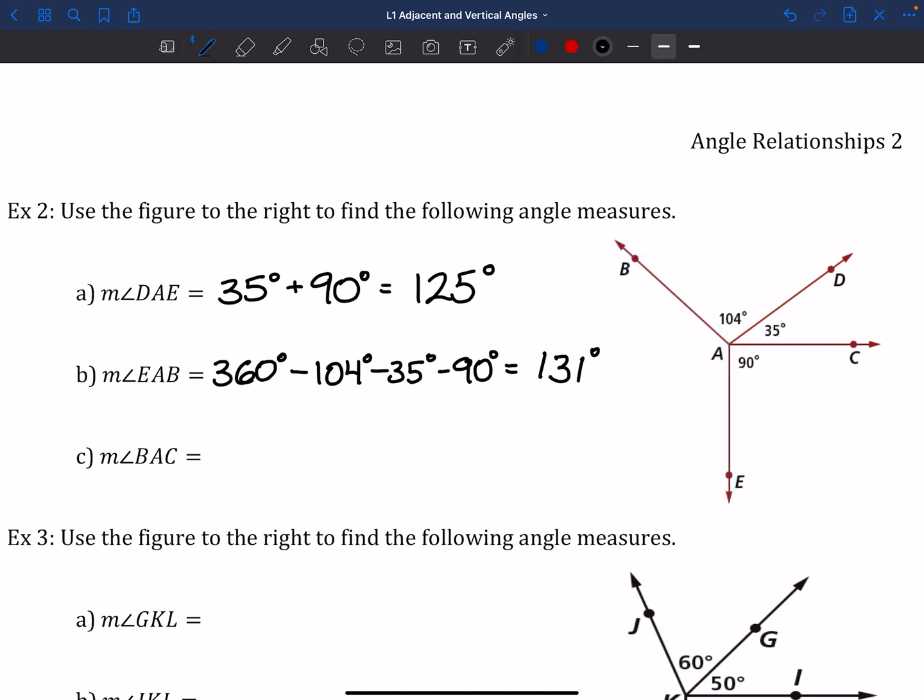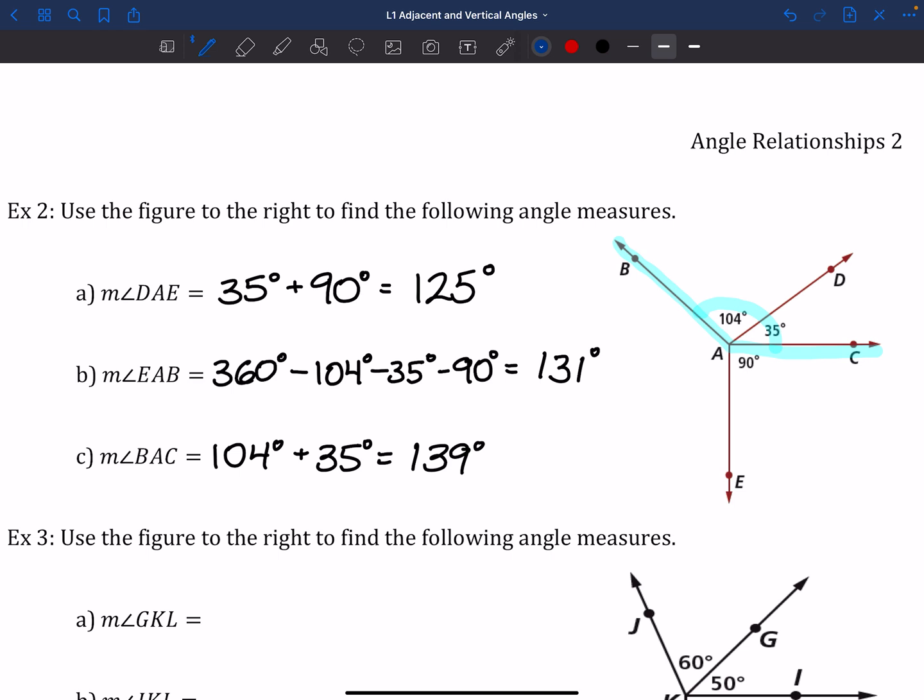Last but not least, we're looking at angle BAC, that one right there. Again, we're looking for this interior piece, and for this one it's a little bit easier. I know what those two pieces are. We've got a 104 and we've got a 35. If I just add them together, that's going to give me 139 degrees. That's what I'm looking for here.